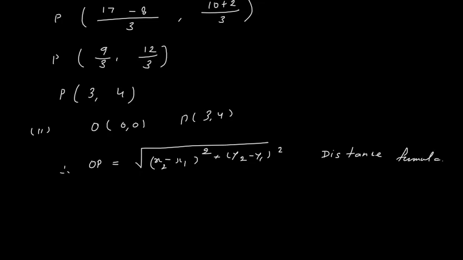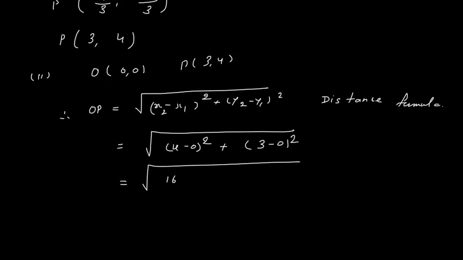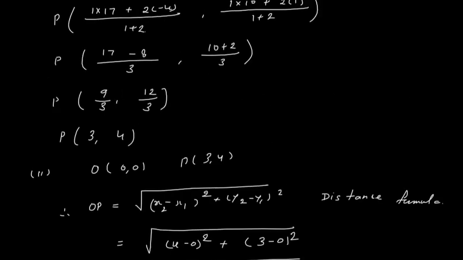Okay, so here this will become root of 3 minus 0 the square plus 4 minus 0 the square. So this will become 3 3 the 9 plus 4 4 the 16, that is you will get root 25, and this root 25 is nothing but 5. So you get the distance OP as 5.